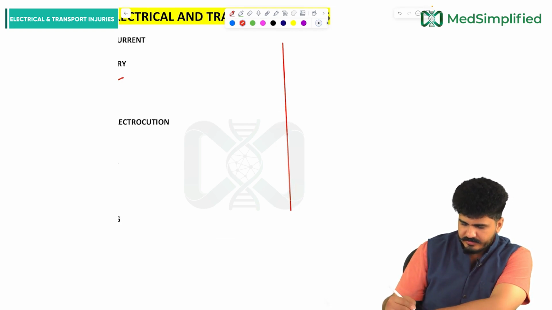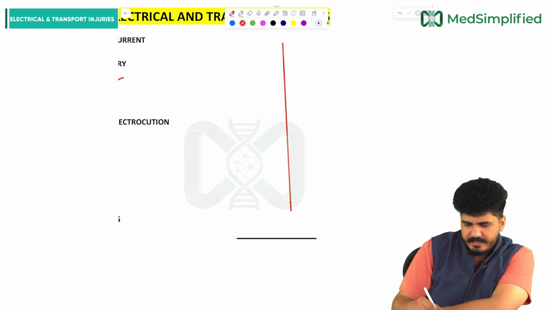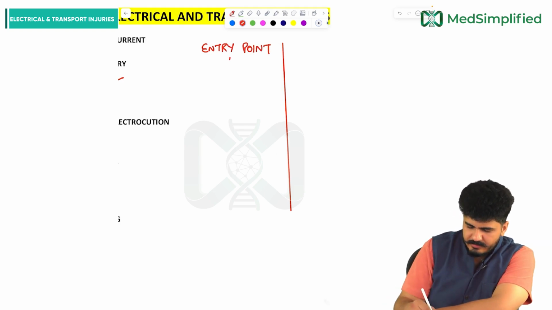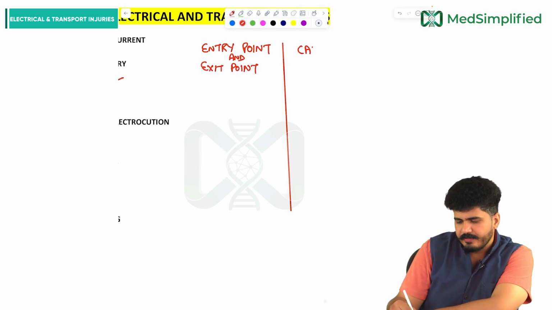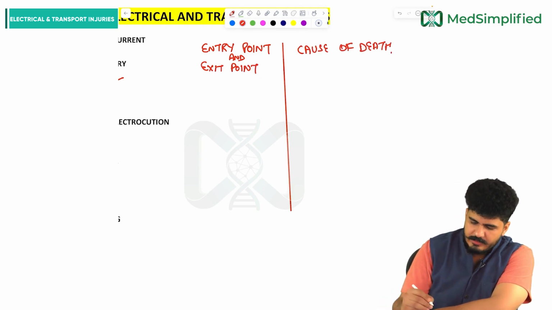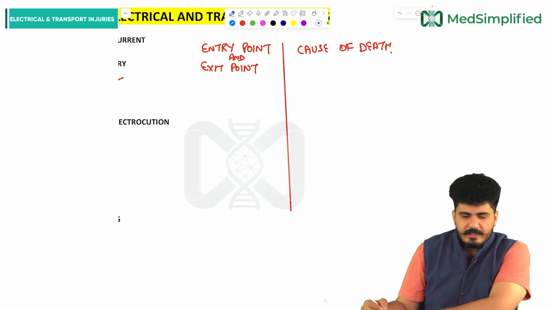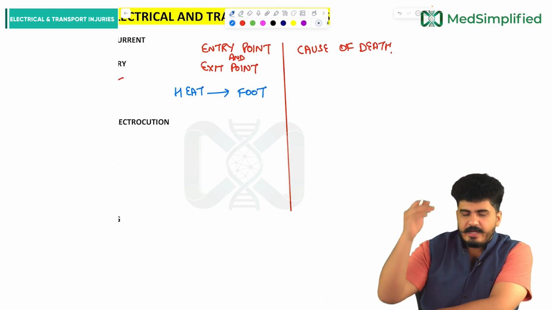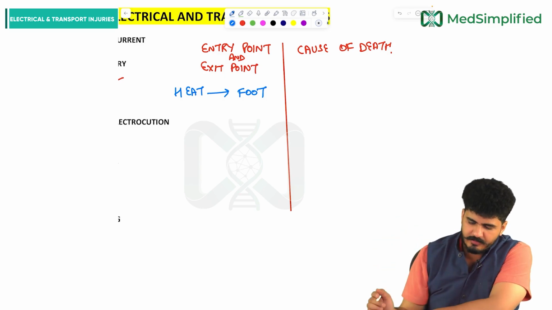We'll see the cause of death. First we'll write entry point and exit point, and here the cause of death, my dear friends. If we see here, the first one is head to foot. The entry point is from the head and it comes out from the foot.